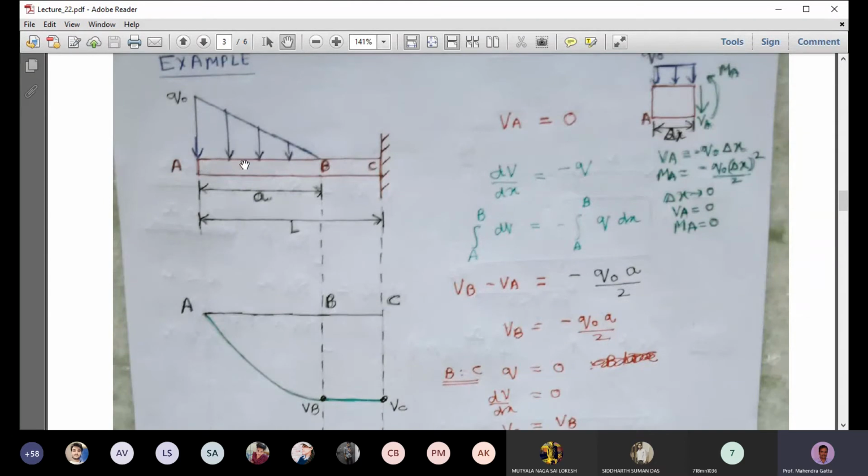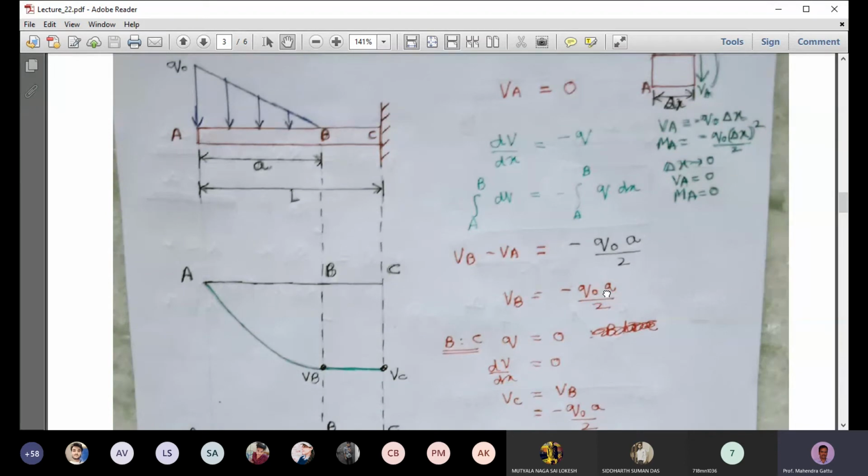The change in shear force is equal to the negative of the area under the distributed load. So integral A to B dV is equal to minus integral A to B q dx. So we find the change in shear force between B and A. So VB minus VA is equal to minus the area of this triangular distributed load. So it's q0 into a by 2. Okay, so VB will be minus q0 a by 2.